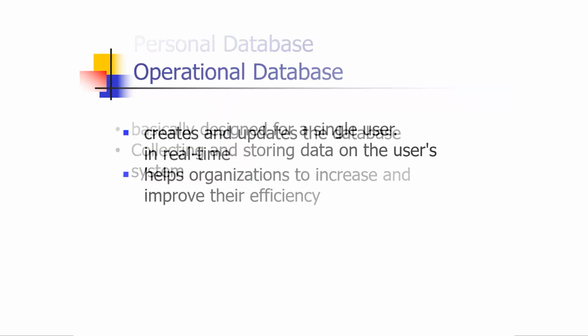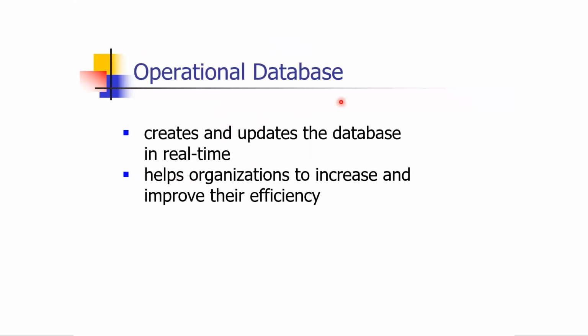Next is operational database. Operational database creates and updates the database in real time. It helps organizations to increase and improve their efficiency, to check whether the operations are working properly. That's operational database. So it creates the database, and it updates and manipulates.